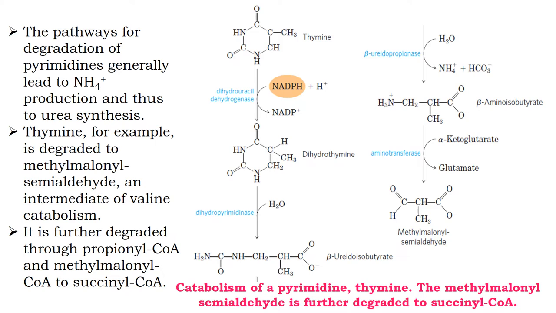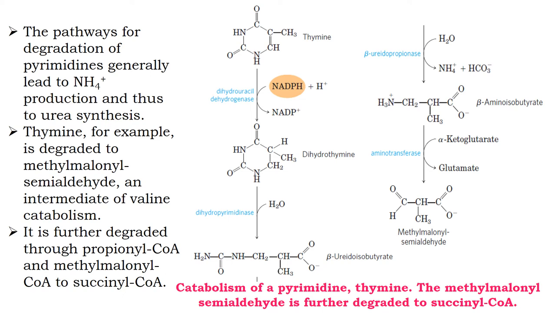ureidoisobutyrate. Now this beta-ureidoisobutyrate can be converted into beta-aminoisobutyrate. So what's happening here? We are losing this ammonia in the form of NH4 plus ammonium ions. So this can be converted into urea in the urea cycle, and this is done by the action of an enzyme called beta-ureidopropionase. See how many amino groups are there? 1, 2. There are 2 amino groups. Here we are left with 1 amino group. This amino group has been removed.